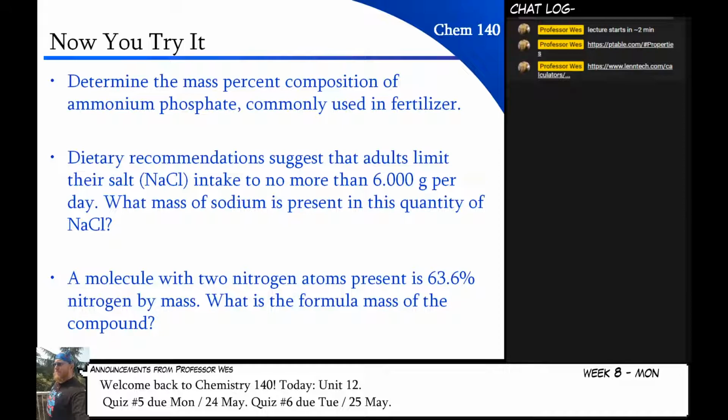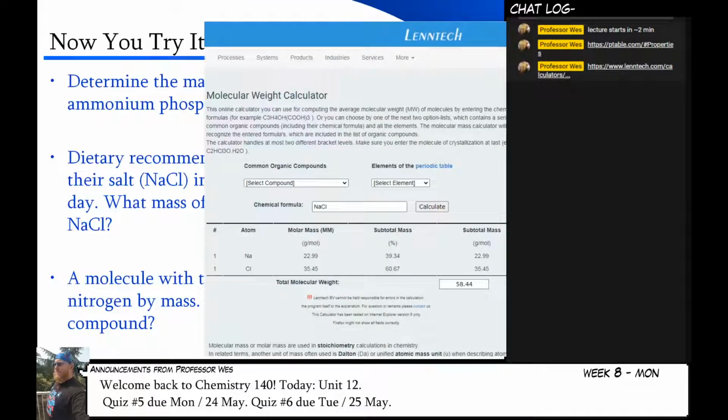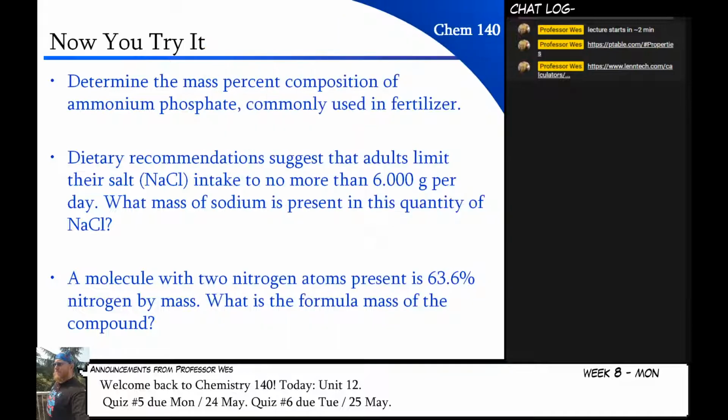All right. Dietary recommendations suggest that adults limit their salt intake to no more than 6 grams per day. What mass of sodium is present in this quantity of sodium chloride? So, if you're only allowed to eat 6 grams of table salt per day, first we need to figure out what the mass percentage of sodium is in table salt. And so that is, sodium is 39.34% of the mass of NaCl. So if we go over to this here.